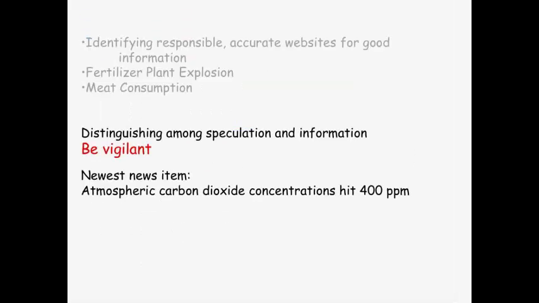So what we did here is we identified a few accurate websites for good information. We talked about the fertilizer plant explosion, meat consumption. It's important to say that you have to be vigilant as information comes out. It's not always the best. We have to distinguish between speculation and information. The newest news item is that atmospheric carbon dioxide concentrations just hit 400 ppm a few days ago. I mentioned that earlier on, and that might be something to do.